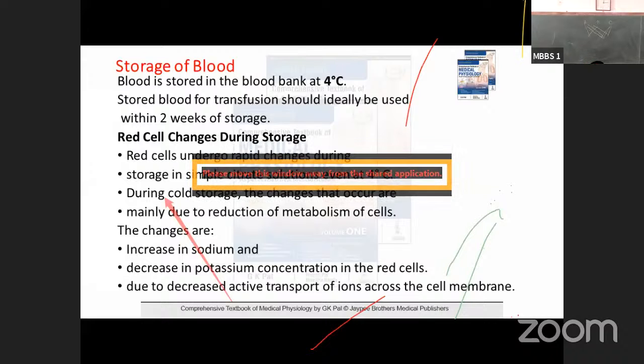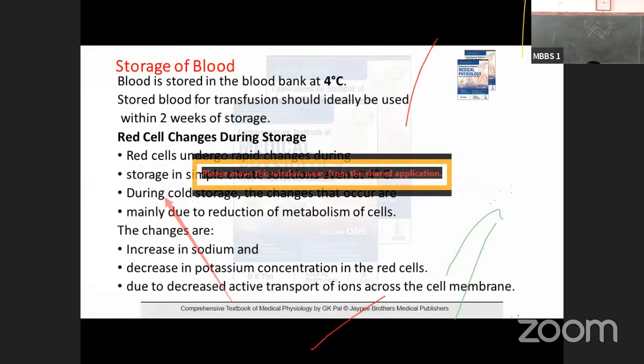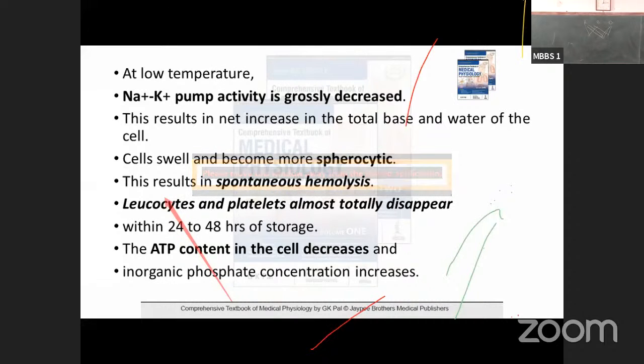Storage of the blood in the blood bank is at 4 degrees centigrade. It should be used within 2 weeks. Changes occur during the storage. When we store the blood at 4 degrees centigrade, there is a reduction in the metabolism in the cell, which increases sodium and decreases potassium in the cell. Because there is a decrease in the activity of the sodium-potassium pump at low temperature, this causes spontaneous hemolysis.